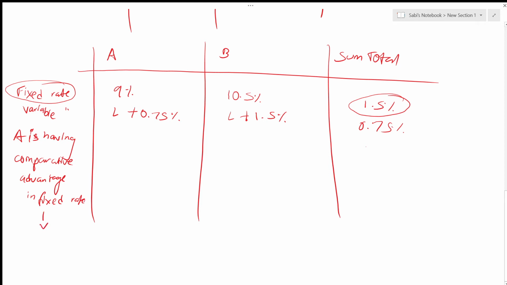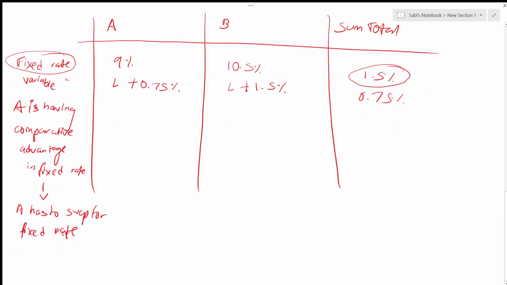So what does this tell you? A has to swap for fixed rate. That's why we have to do this. Now we have understood that A has to swap for fixed, which means B has to swap for variable. So we got our answer. This is what we wanted to find out.